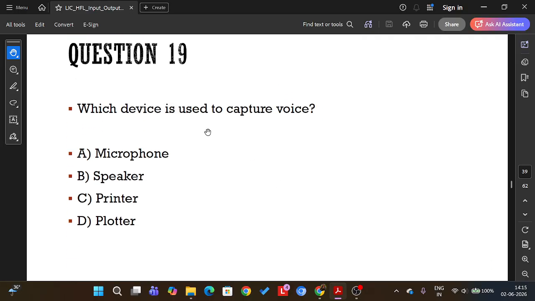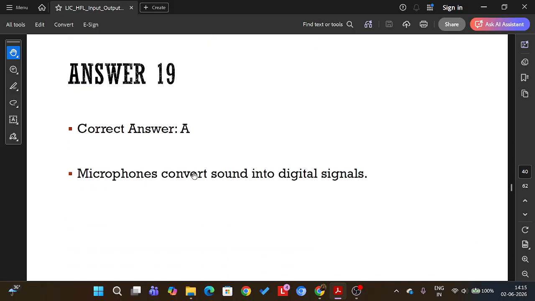Which device is used to capture voice? Microphone, speaker, printer, or plotter? We all know this. It is microphone. It converts sound into digital signals.